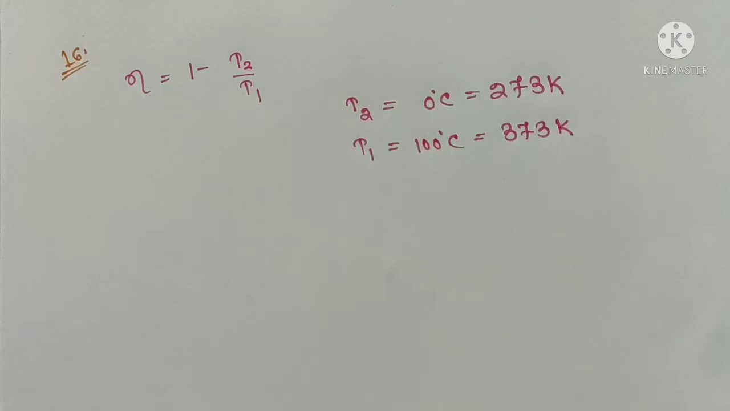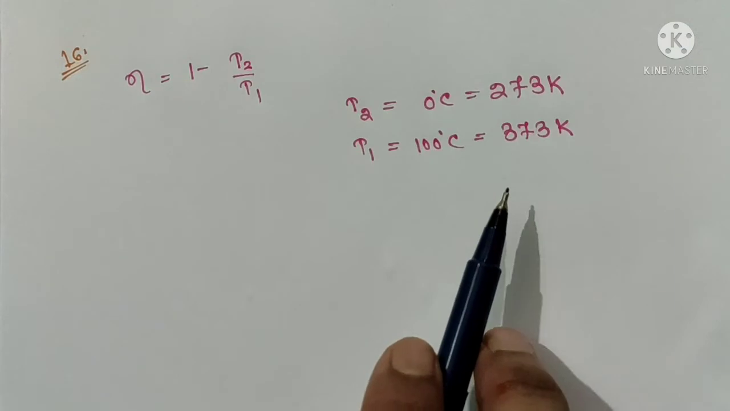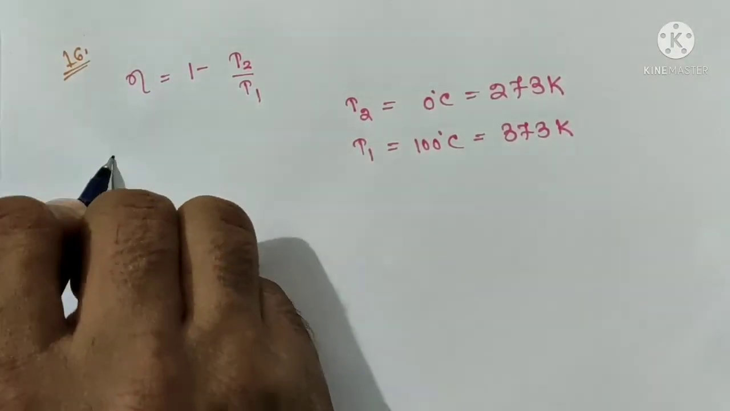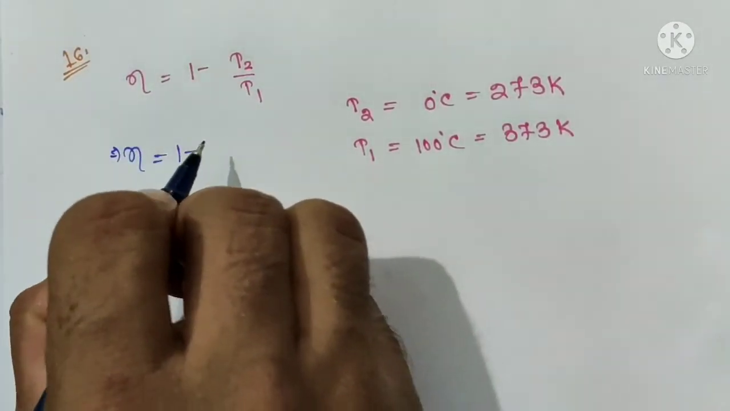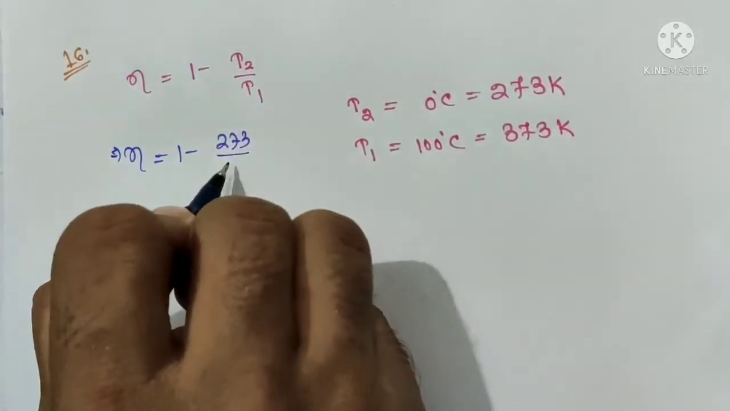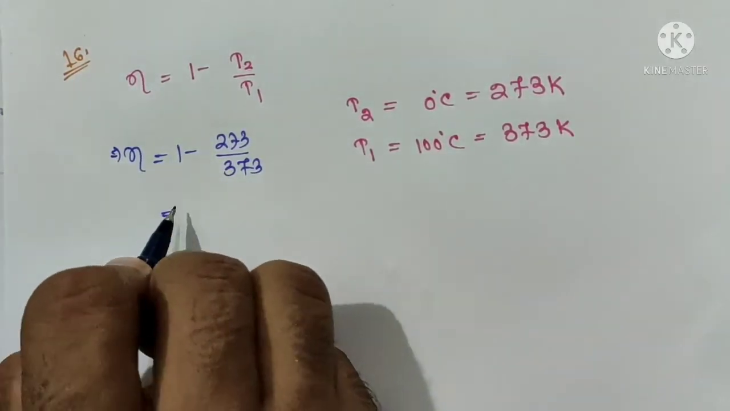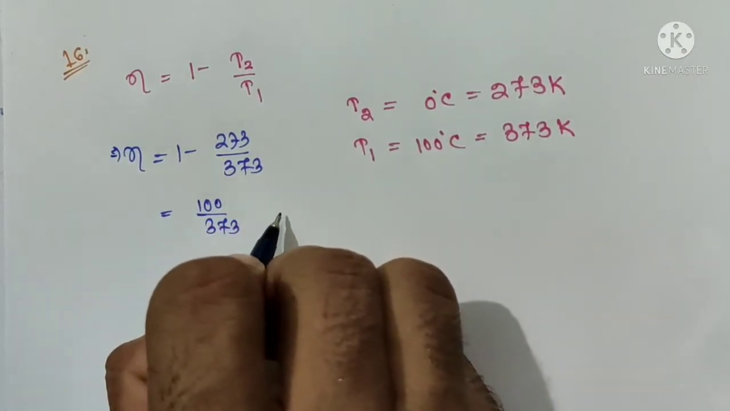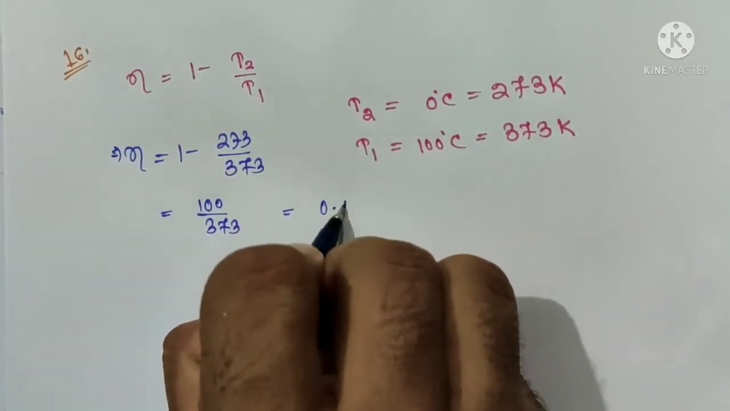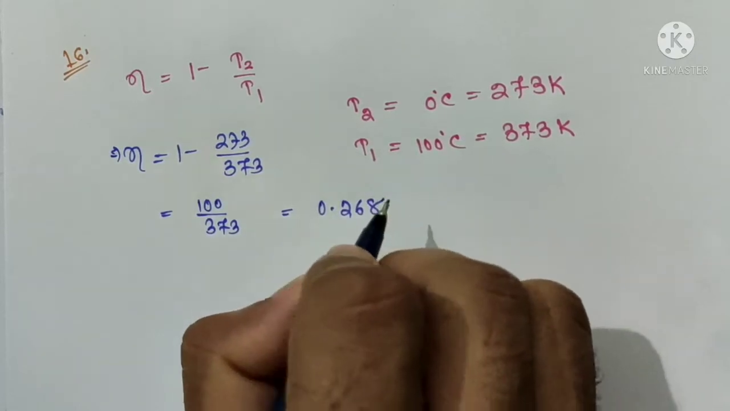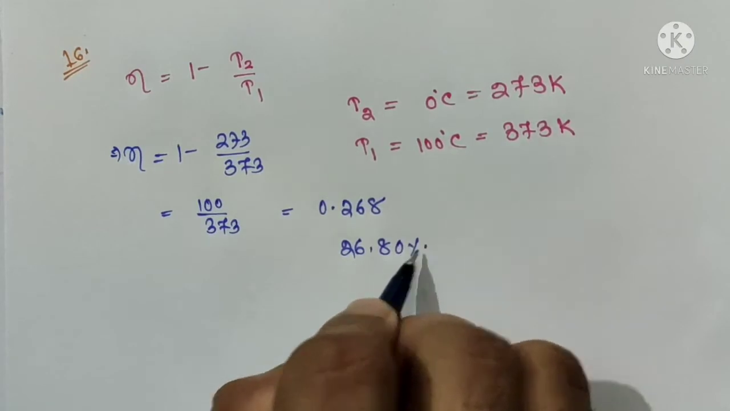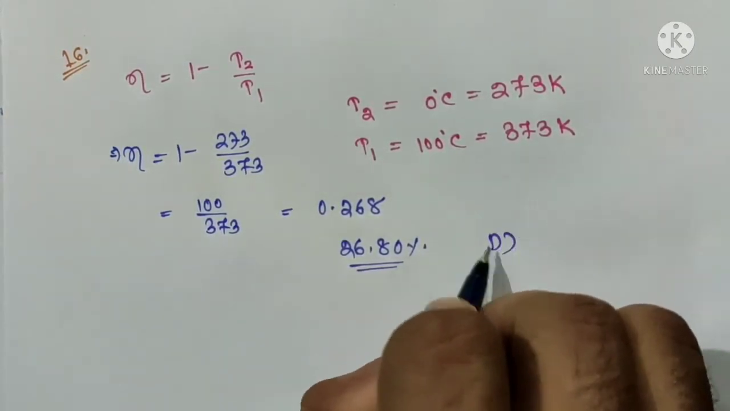तो देखो कोई भी सिस्टम में अगर दो टेम्परेचर गिवन है ना, तो T1 उसी को लेना जो ज़्यादा है, which is greater than the other one. So from here now efficiency equals to 1 minus T2, that is 273 by 373. Now it is equals to 100 by 373, which is equals to 0.268. So in percentage it will be 26.80%. So your correct option is option D.